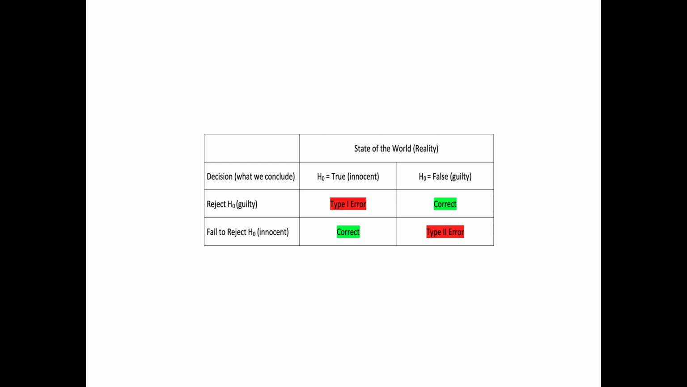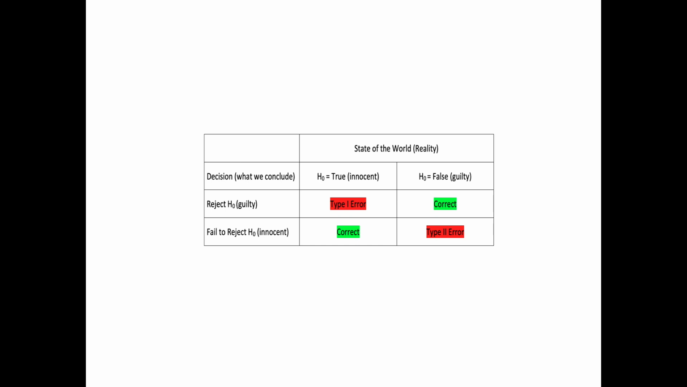Moving to the rightmost column, here the null hypothesis in reality is false. So in reality there is a relationship. So looking at that top cell entry in the right column, if we reject the null hypothesis, and the null hypothesis is in fact false, that means we have concluded there is a relationship when there in fact is one. So that is correct. We have found a relationship because a relationship does exist.